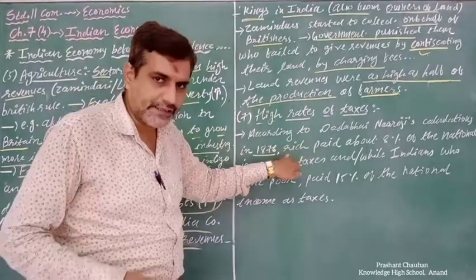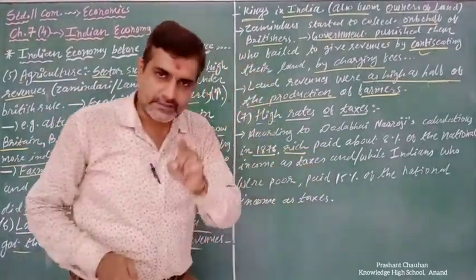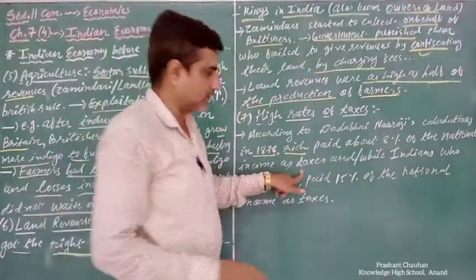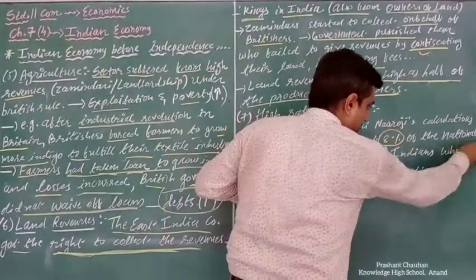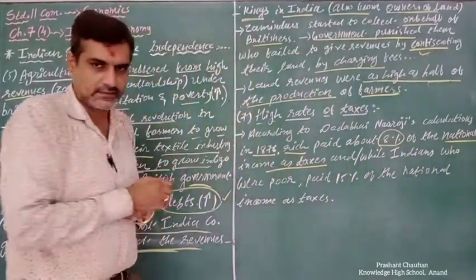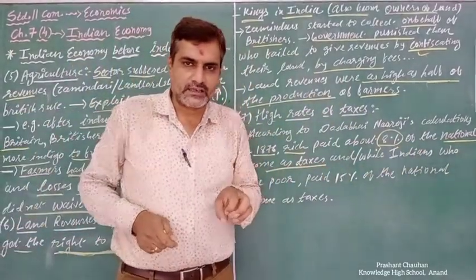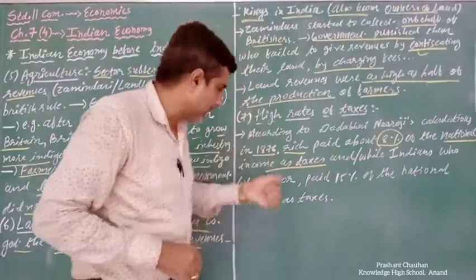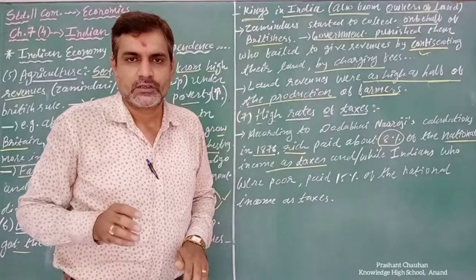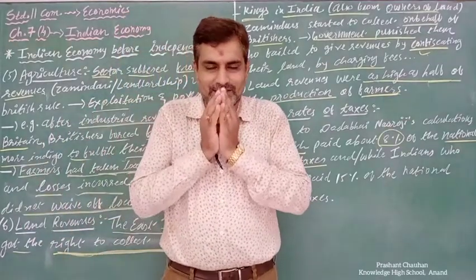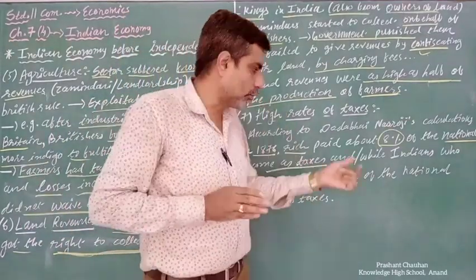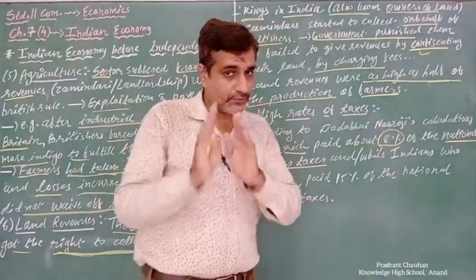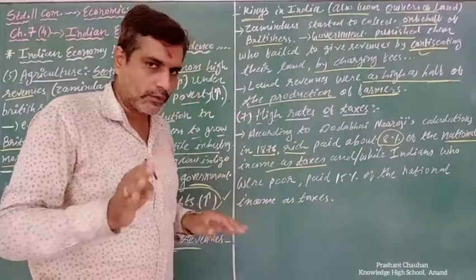So the rich paid, here rich means Britishers. The rich paid about 8% of the national income as taxes. 8% of national income as taxes, right? So whatever the national income is, out of that 8% is paid by the rich people, by the Britishers. So for example, if 100 rupees is there, out of that, 8 rupees of the country's income is from the rich people. See, this is perfect information from government sources.